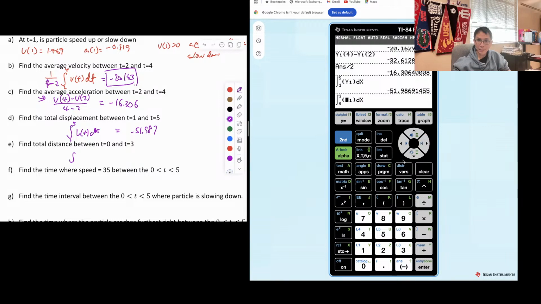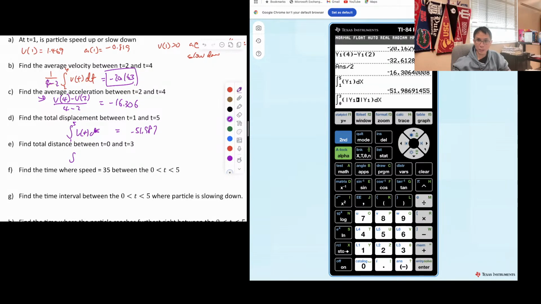And I need an absolute value here, so I'm going to insert absolute value. There are two ways you can get absolute value. One is Math, Num here, or I like the second 0 because that's a catalog. That's all the functions that you have, and the first function is absolute value. And I'm going to type in y bar function y1.